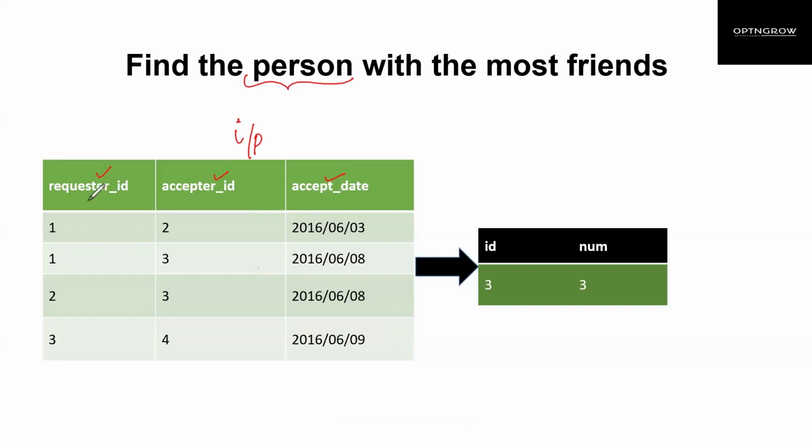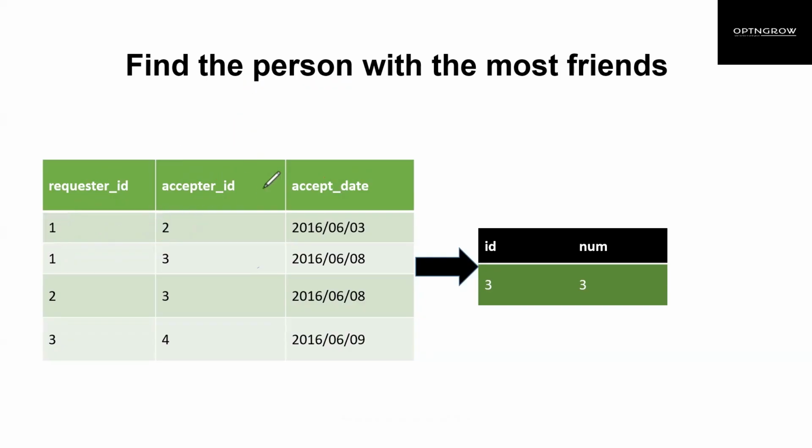If you see over here that we have the requester ID, what does that mean? That is the ID of the person who is sending the friend request. And in the acceptor ID, we are capturing the ID of the person who is accepting the friend request. So here, we have to find the person with the most friends.